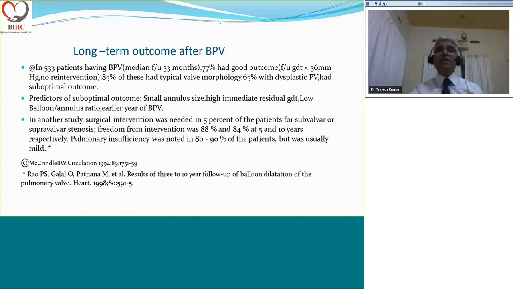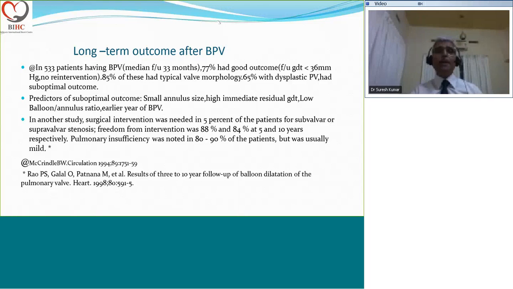And a small percentage would require surgical intervention because there is associated subvalvar or supravalvar PS. You do a balloon valvotomy and realize that your relief of gradient is either incomplete or at times no relief. This is when there is significant supravalvar or subvalvar addition to the outflow obstruction. Pulmonary regurgitation does occur after balloon valvotomy, but the degree of PR is generally minor in most patients.